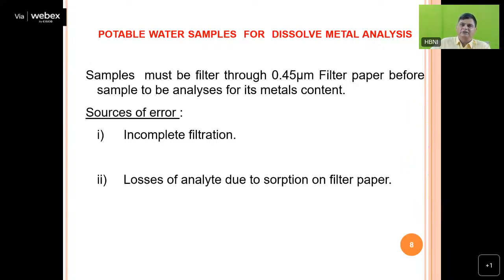And what are the sources of error in this case? Incomplete filtration, and sometimes your element of interest will get absorbed on the filter paper. So one has to take care. To avoid the loss of element due to sorption on the filter paper, you have to wash the filter paper thoroughly using deionized water.